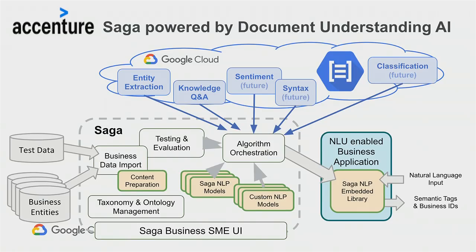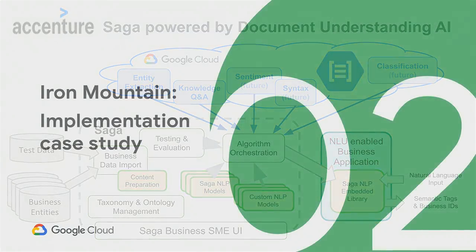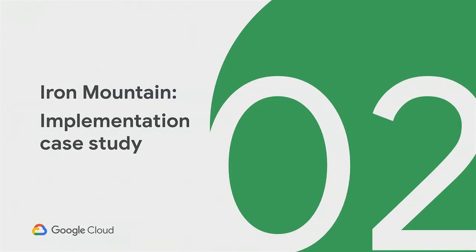Our final partner integration is with Accenture. Saga, an NLP platform powered by document understanding AI and some other key third-party solutions, uses our entity extraction, knowledge graphing, and question answering service to solve key question answering and document understanding workflows for Accenture's customers. With that, let me hand over to Anke for a deep dive on Iron Mountain Insight and 4 key case studies.